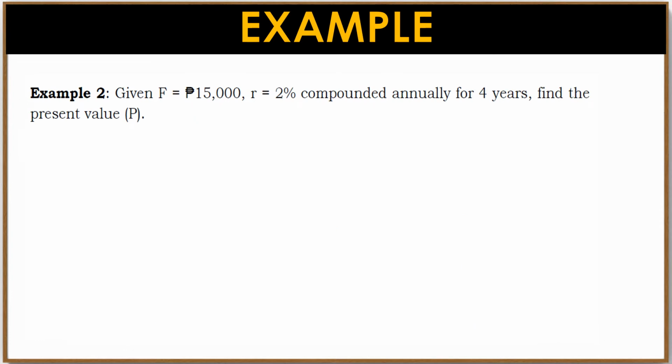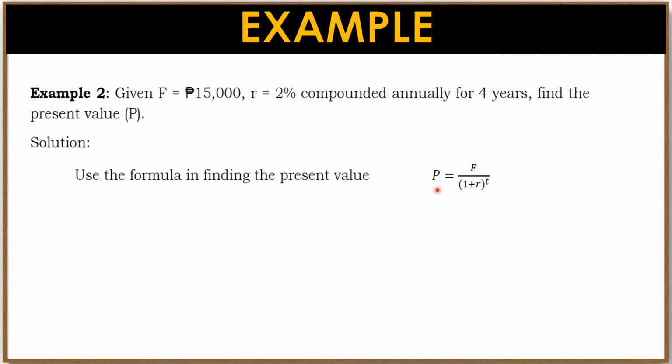Now let us have the given number 2. Given here is the future value, which is equivalent to 15,000. And the rate is 2%, which is compounded annually for 4 years. Now let us find the present value or P. And this is the formula for finding the present value. You have P equals future value all over 1 plus the rate raised to T.